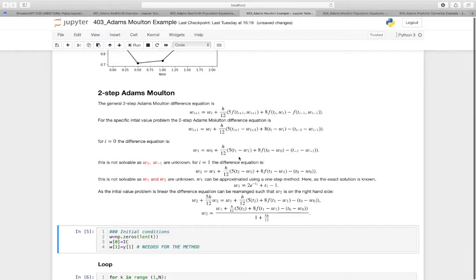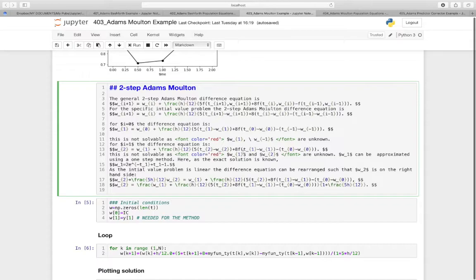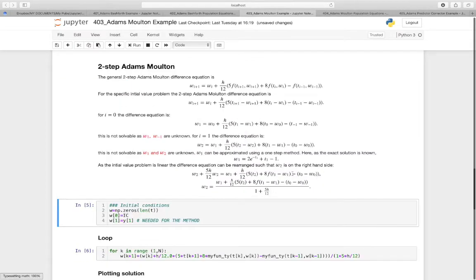As before, if we set i equal to 0, we have a t_i, w_i, a t_0, w_0, and a t_{-1}, w_{-1}. So our big problems here are w_{i-1} and w_1. We don't know them. So we rewrite the formula for i equal to 1. So we get w_2 = w_1 + h/12 (5 (t_2 - w_2) + 8 (t_1 - w_1) - (t_0 - w_0)).